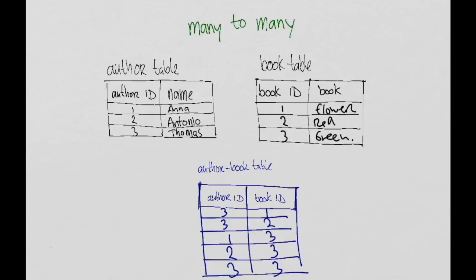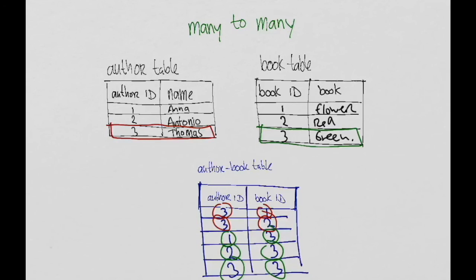But this can be very messy. So to make it less messy, we use an extra table that combines these tables. In this example, Thomas has 2 books, and a book with ID number 3 has 3 authors.